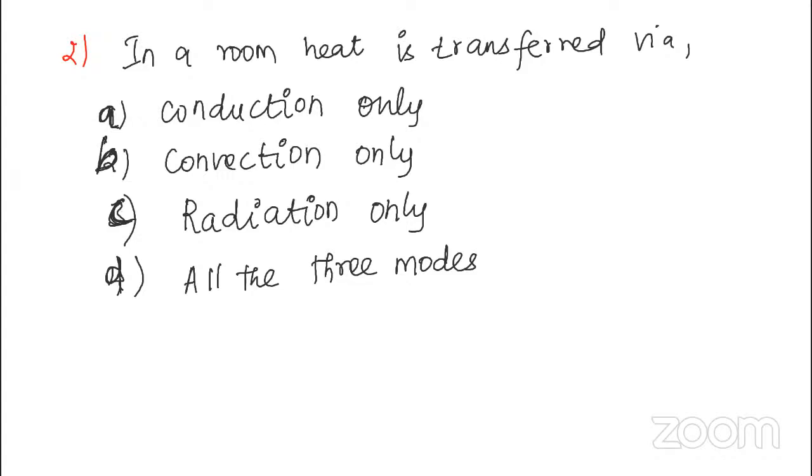Can there be radiation only? Then when the heat energy from outside travels into the room, the room would only stay warm. There is no cooling process, so there would be no change in temperature. A change in temperature means it is a conduction process, a convection process. So all of them are correct: conduction, convection, radiation, all the three modes are possible. So option D is the right one.